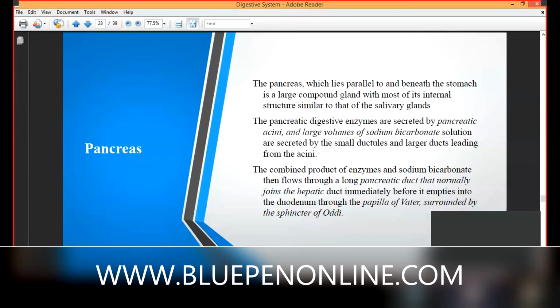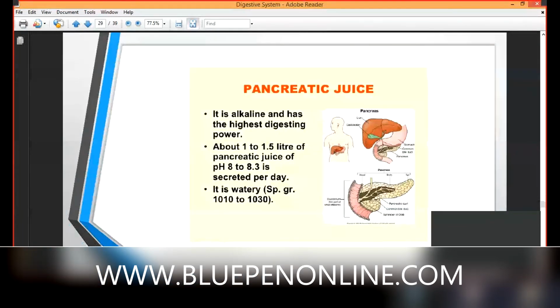The pancreatic juice is alkaline and has high digesting power, and 1 to 1.5 liters of pancreatic juice is secreted per day. The pH is 8 to 8.3. It is watery, water rich.